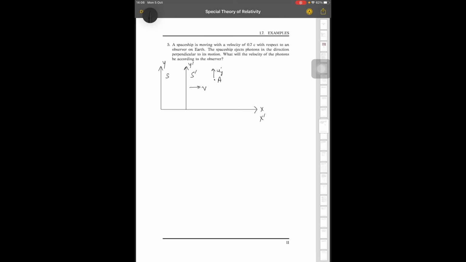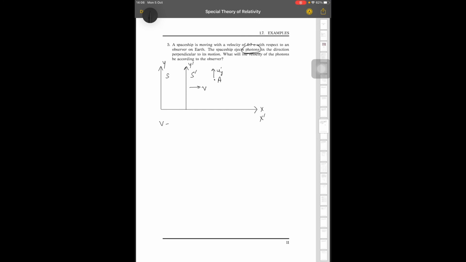Question number 5. A spaceship is moving with a velocity of 0.7 c with respect to an observer on Earth. The spaceship ejects photons in the direction perpendicular to its motion. What will the velocity of photons be according to the observer? I urge you to pause the video here and solve the question on your own. Here you can see that the only difference between the fourth and the fifth question is the velocity of the object. Here we have a photon whose velocity is c, and in that question the velocity was 0.99 c.